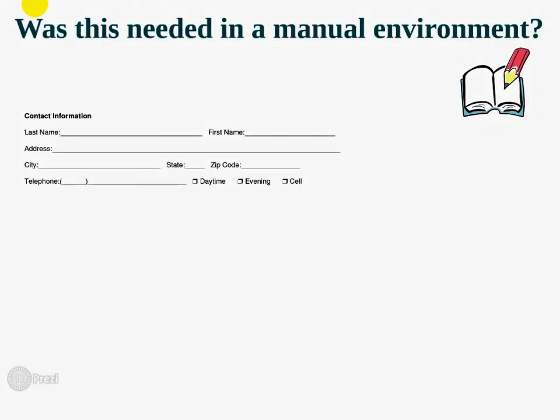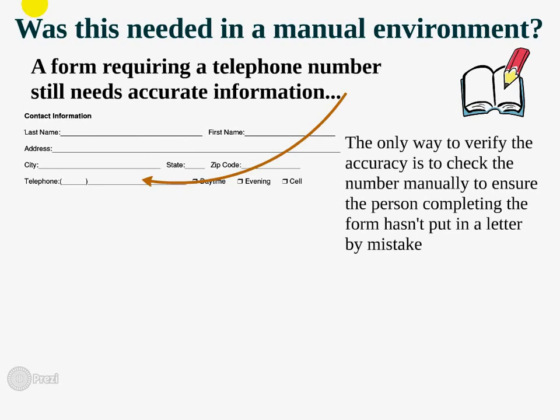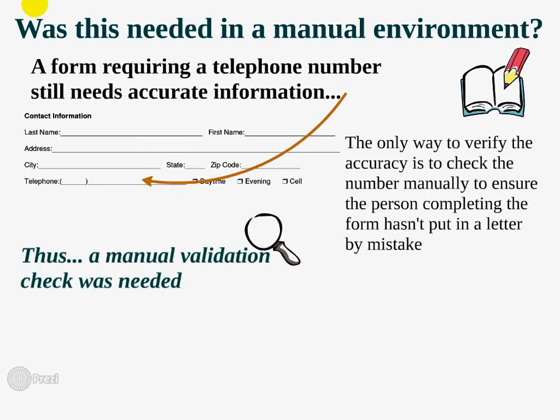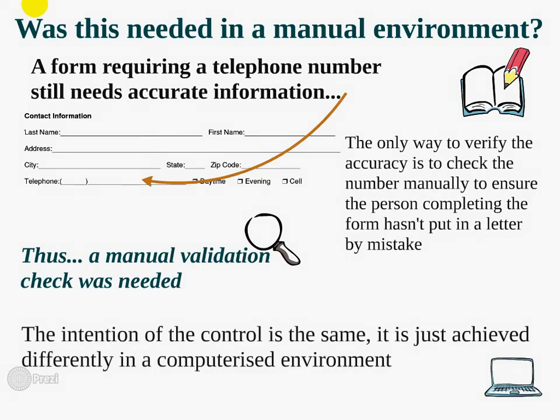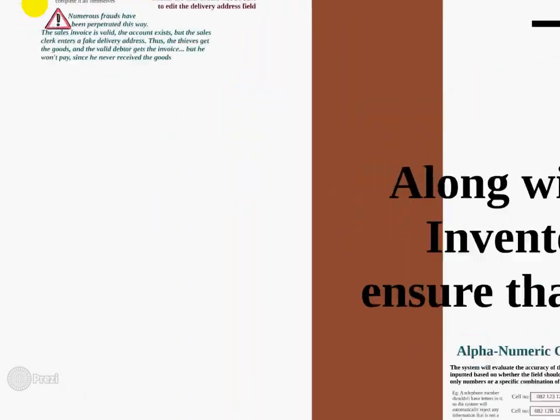Was this needed in a manual environment? We've got a little form there looking for information. A form requiring a telephone number still needs accurate information. The only way to verify accuracy is to check the number personally or manually to ensure the person completing the form hasn't put a letter in there by mistake. Thus, a manual validation check would have been needed. The intention is the same. It's achieved differently in a computerized environment.